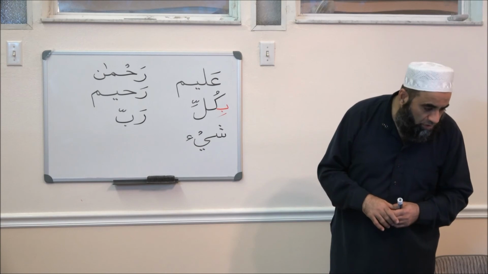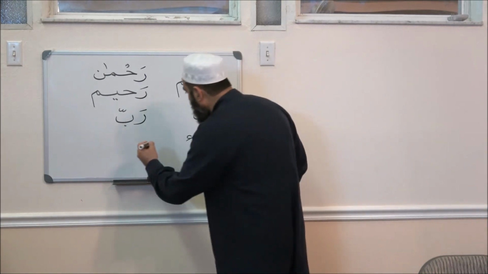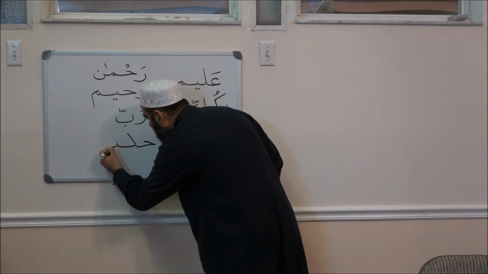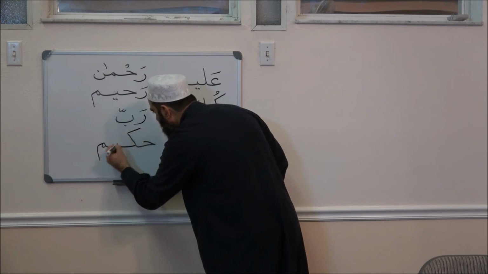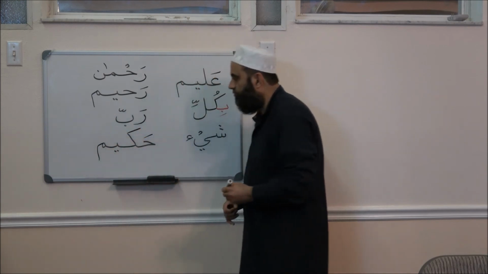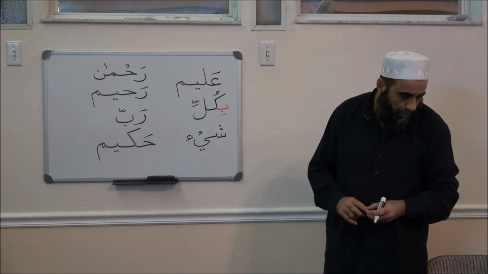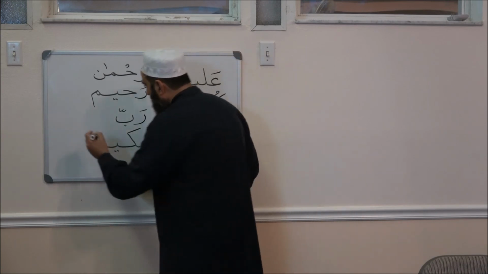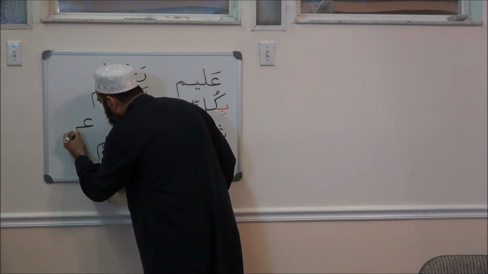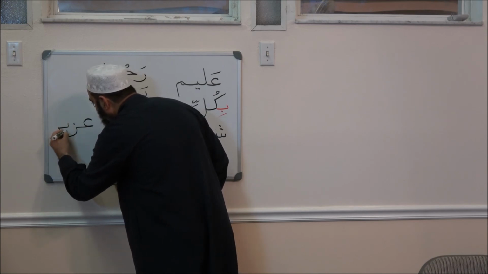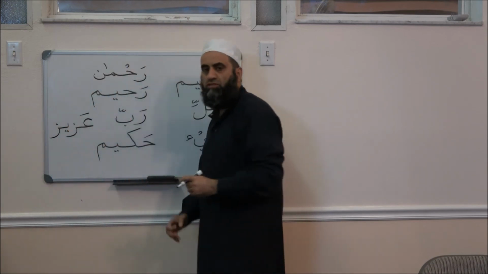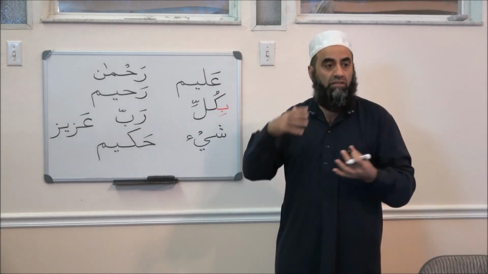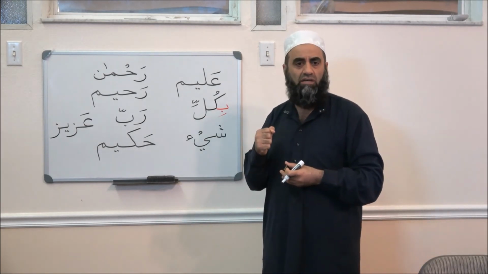And then we covered the word Hakim. What was Hakim? Wise. And then? Aziz. I'm gonna write here the word Aziz. Aziz comes from Izza, which means might, power, the upper hand. All pride belongs to Allah subhanahu wa ta'ala. Aziz from the word Izza, might.